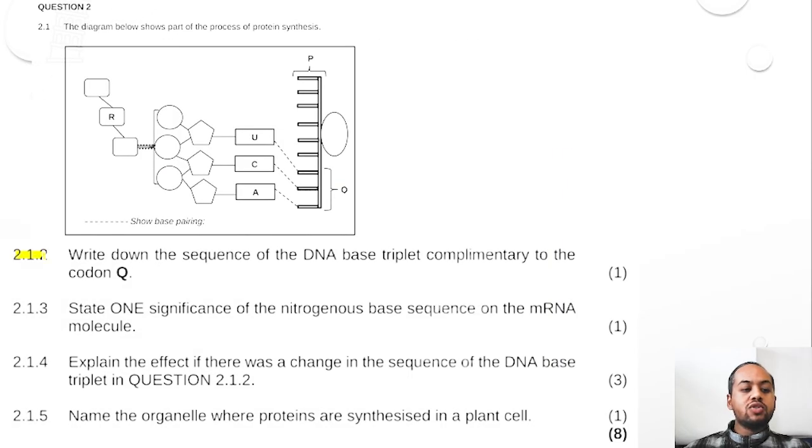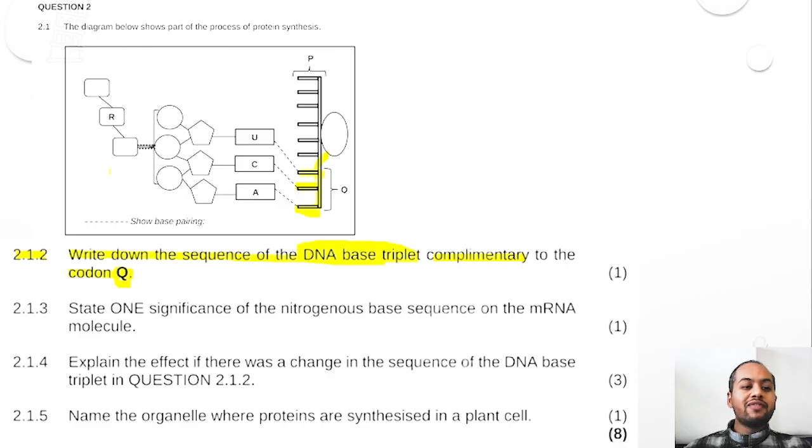The next question, 2.1.2, says write down the sequence of the DNA base triplet complementary to the codon Q. So if we go to the codon Q, here we have the codon Q. We already know it's on the mRNA molecule. Write down the sequence of the DNA base triplet complementary to codon Q.